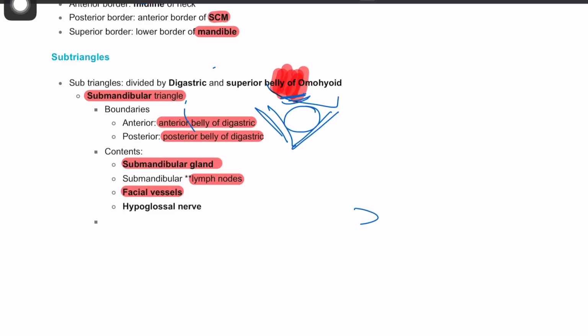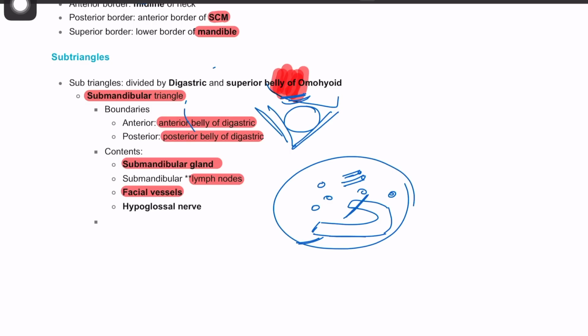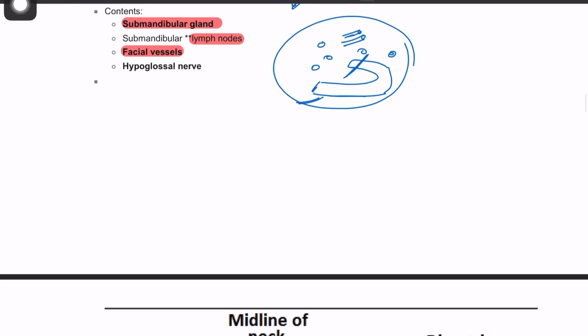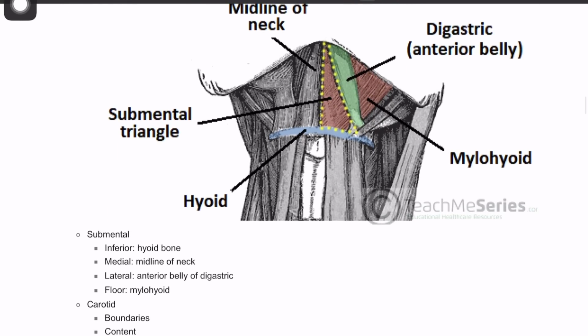You have the submandibular gland, with its deep and superficial parts, and the hypoglossal nerve, which is found between the deep and superficial parts, in addition to the facial vessels, the facial artery and facial vein, and some lymph nodes present all the way around. So these are the contents of the submandibular triangle. Looking at this one as well, it's an even further division. This is the mylohyoid muscle, the digastric muscle, and the posterior belly of the digastric muscle will be right there. I think this is from Teach Me Anatomy.